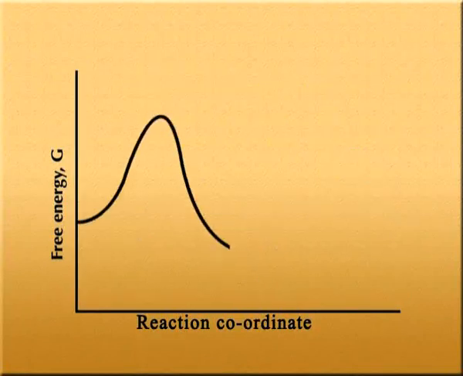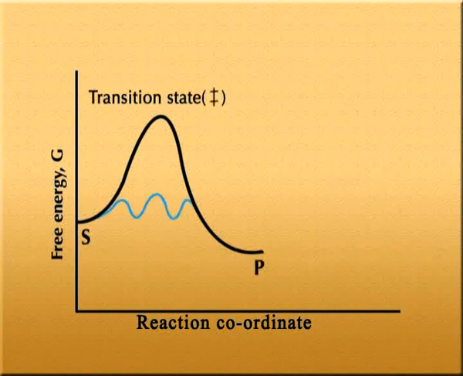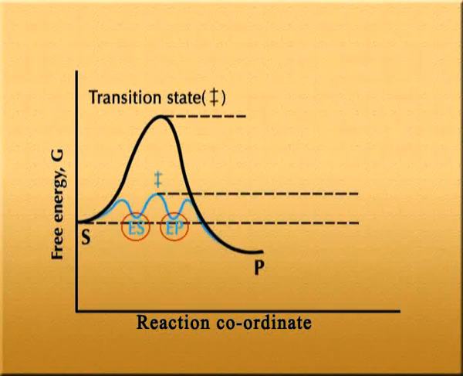Any transient chemical species that has a finite chemical lifetime is called reaction intermediate. For example, enzyme substrate complex or enzyme product complex. It is quite different from the transition state. In reaction coordinate diagram, the intermediates occupy valleys while transition state is denoted by a peak.